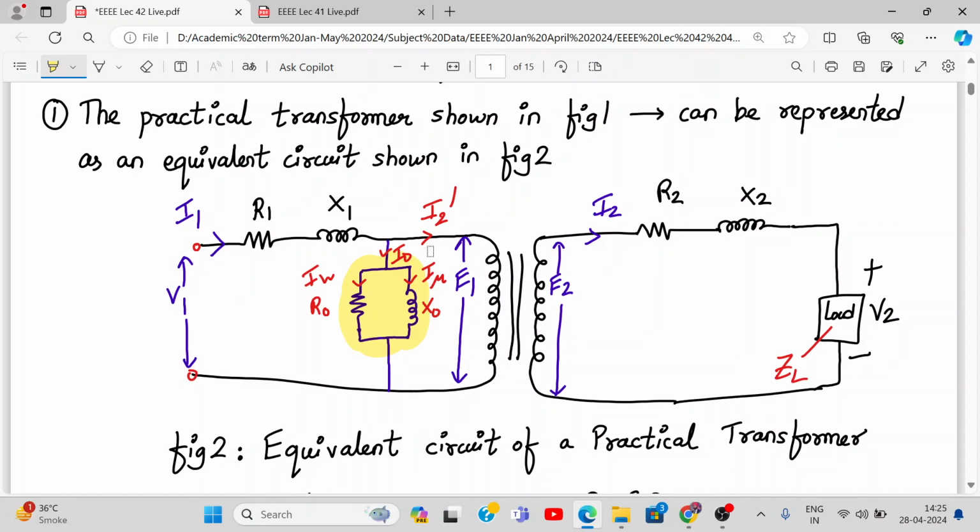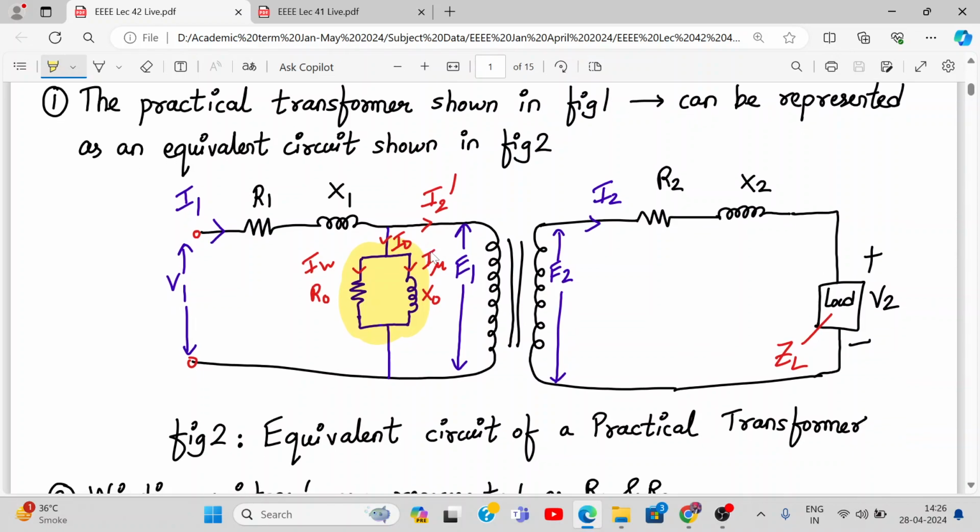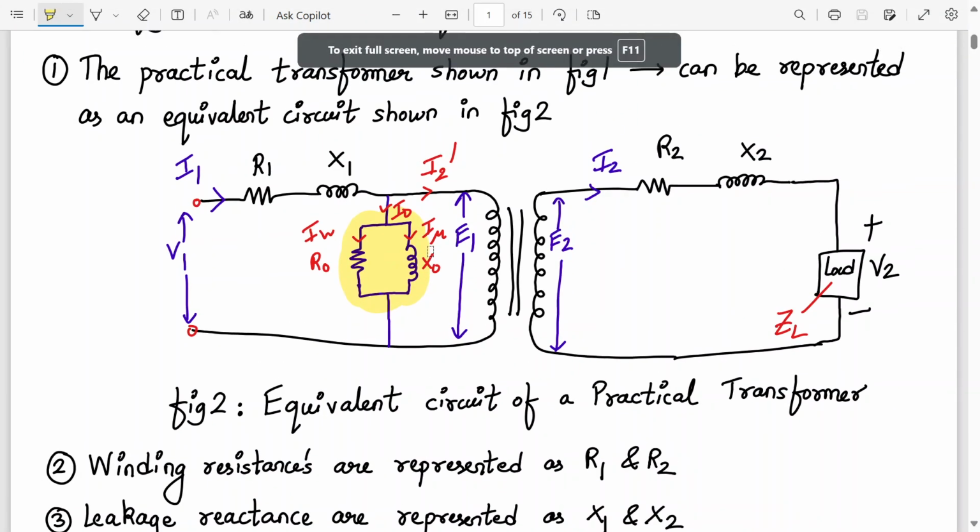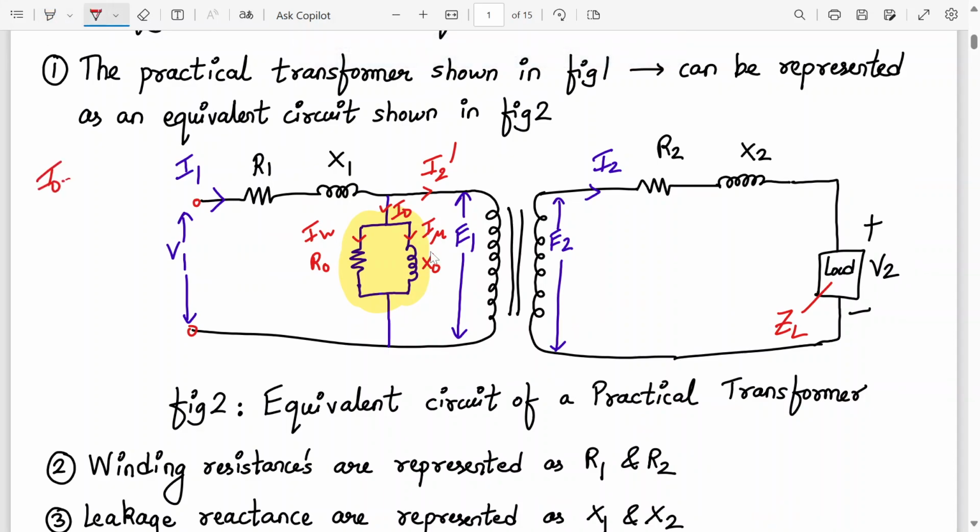Alright, so please complete this diagram. This is the equivalent circuit of a practical transformer. This is the first step towards drawing the phasor diagram of a transformer. Let me know when you complete it. So remember over here, I naught is a vector sum of IW plus I mu.